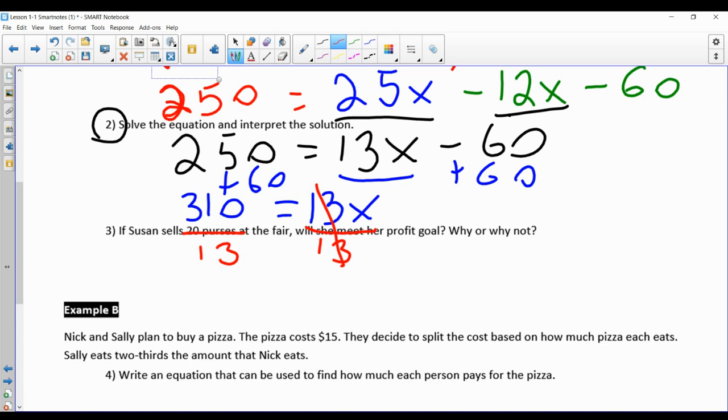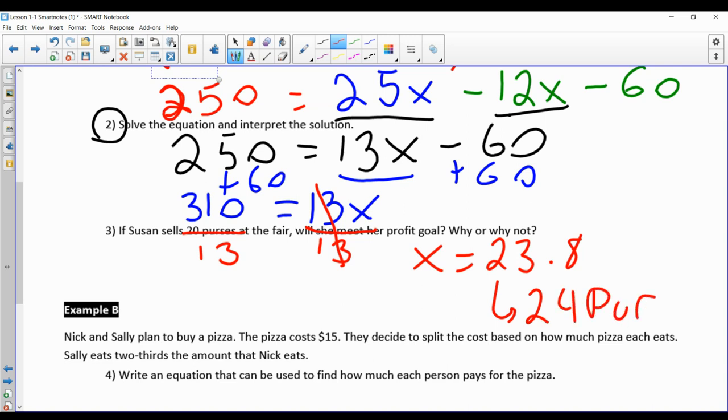10 divided by 13. This comes out to be 23.8, okay? Which, being a decimal, we can't sell 0.8 of a purse. We're basically going to assume that it's going to take 24 purses to get to $250. Okay?